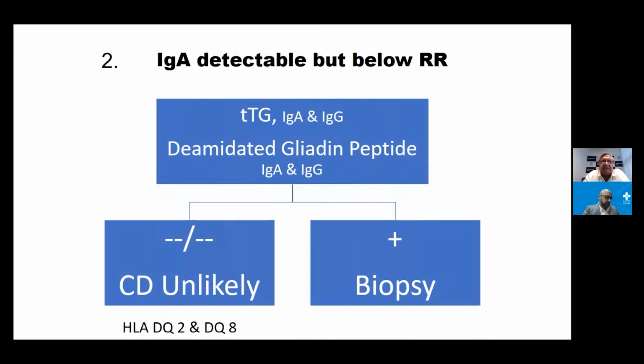If IgA is detectable but below the reference range, then TTG IgA as well as deamidated gliadin peptide of IgG should be used. Of course, TTG is available as IgA and IgG, and deamidated gliadin peptide is available as IgA and IgG, but the most effective would be to test for TTG IgA and DGP IgG. If both are positive, then we can confirm by biopsy. If both are negative, then to add weight to the negative, HLA DQ2 and HLA DQ8 can be tested. And if both are negative, then we are confirmed that this condition is not celiac disease.